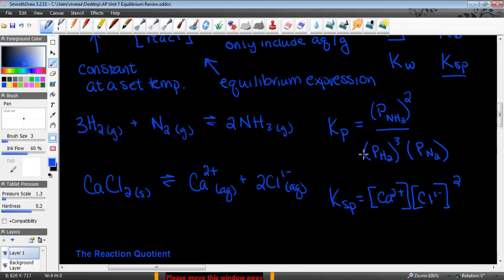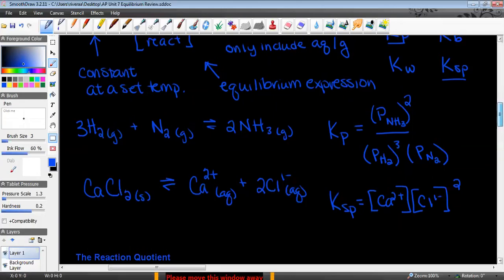So you can have K expressions with numerators and denominators, and you can have them with just numerators. Sometimes you could have like 1 over, right? You could have no numerator if your products were solid and liquid, but your reactants were aqueous or gas. So all of those different iterations are possible. Just don't forget those exponents in your Ksps, because oftentimes we sort of forget, these just look a little different than the ones that we do on a regular basis, or the ones we spend all that time doing during acids and bases.